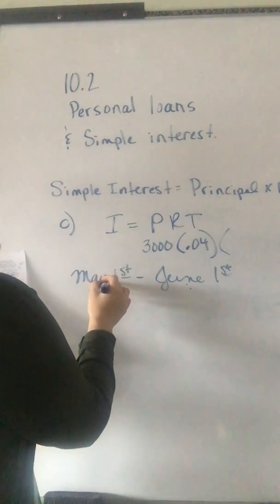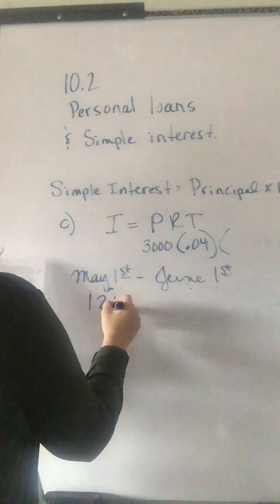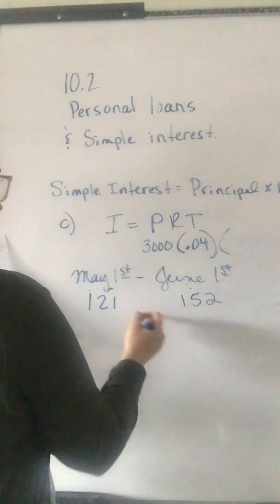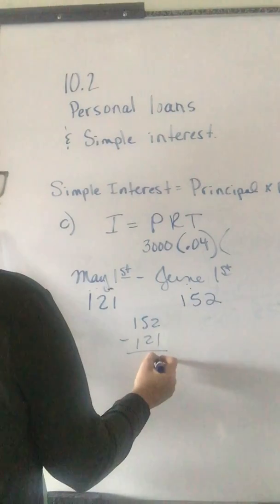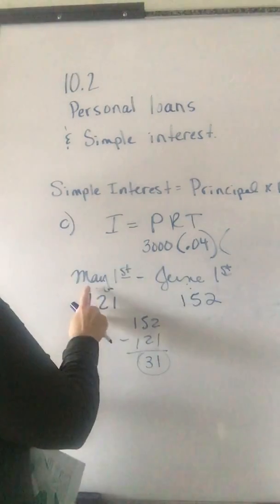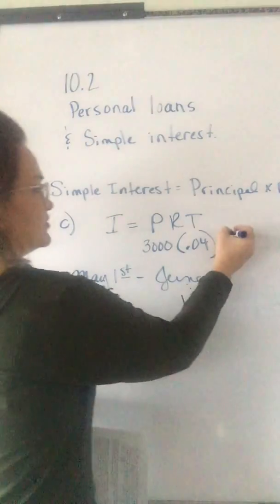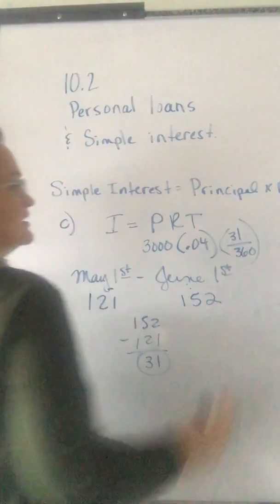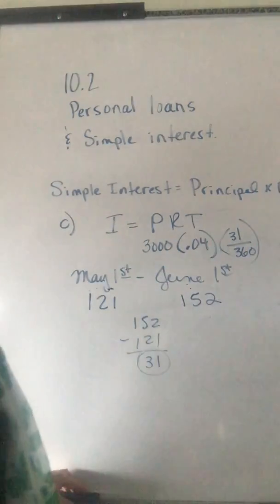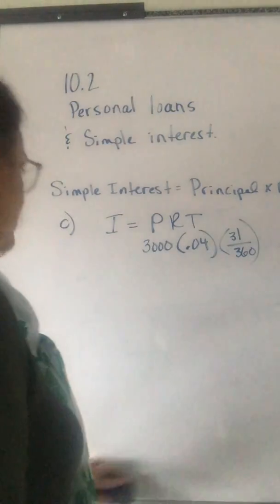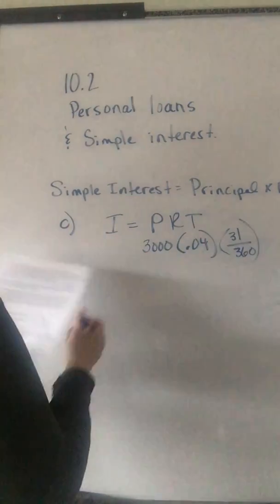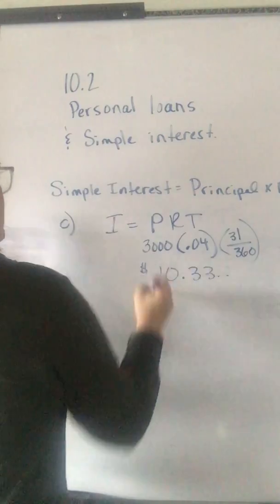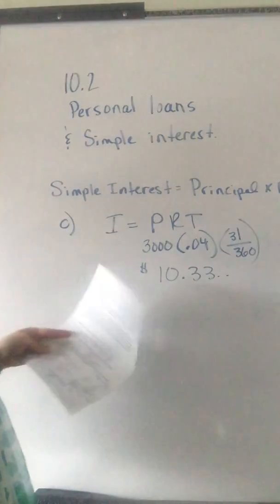But using the chart, May the 1st, you look that up, it's the 121st day of the year. And then June the 1st is the 152nd day of the year. So we subtract that to find out that's 31 days between May 1st and June the 1st. All right, so 31 days, and again, we calculate that over 360. Unless otherwise stated, we loosely use 360. So we've got to do that on our calculator. Principal, rate, time, multiply that together. I think I did that earlier, and I got $10.33. So that's how much interest you owe for the use of that $3,000.